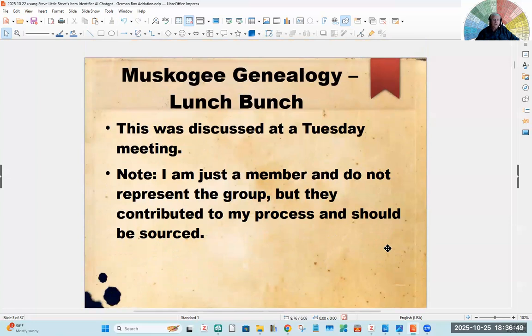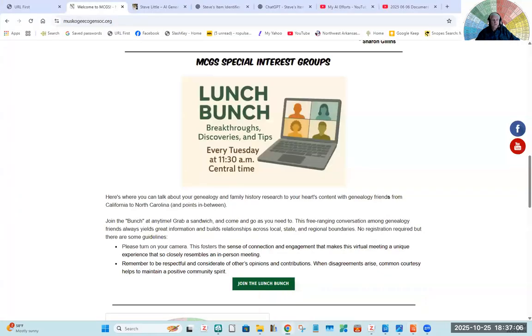The first group I want to discuss is Muskogee Genealogy Lunch Bunch. This item was discussed there. It's not my item. It's just how I implemented it. And I'm not representing the group. I am a member of the Muskogee group, and you can find them right here. This is in the attachment, and we get together every Tuesday and talk about different things.